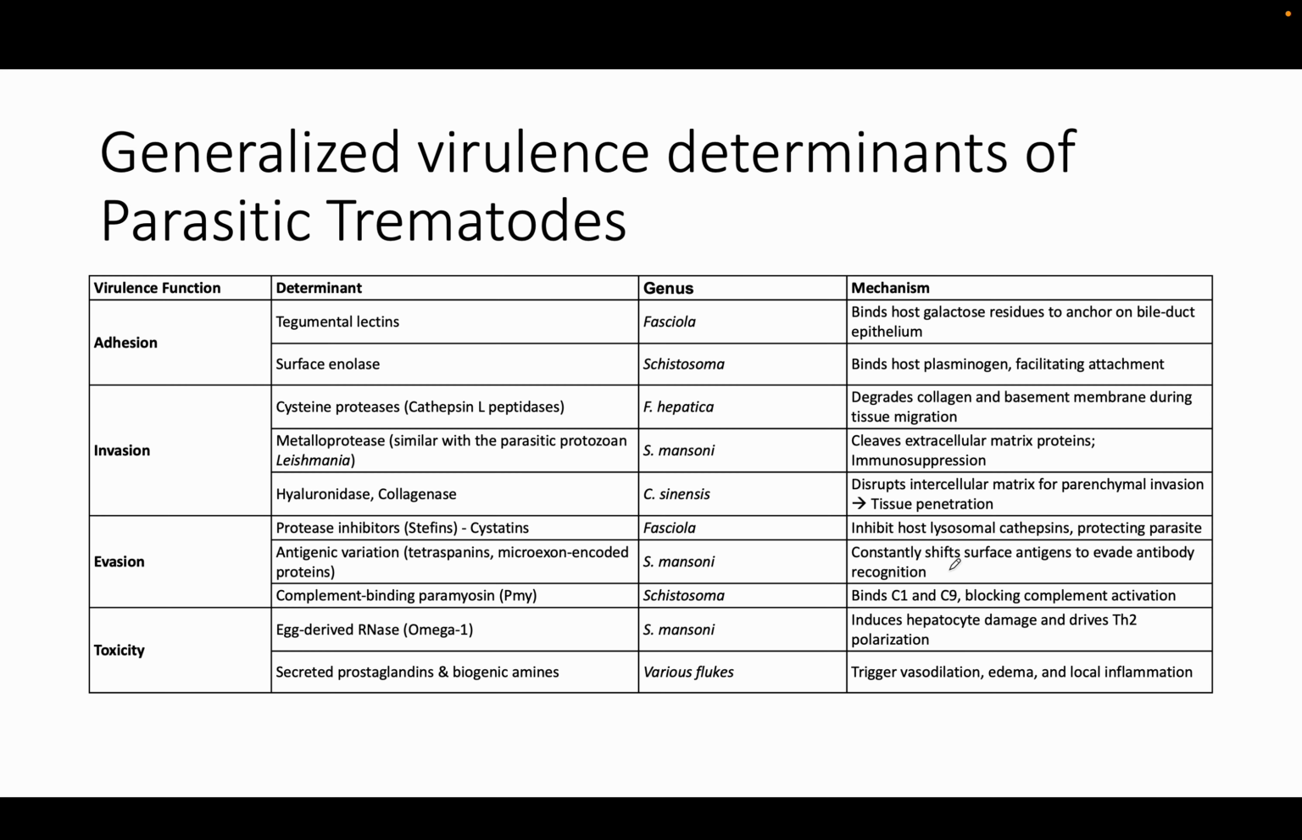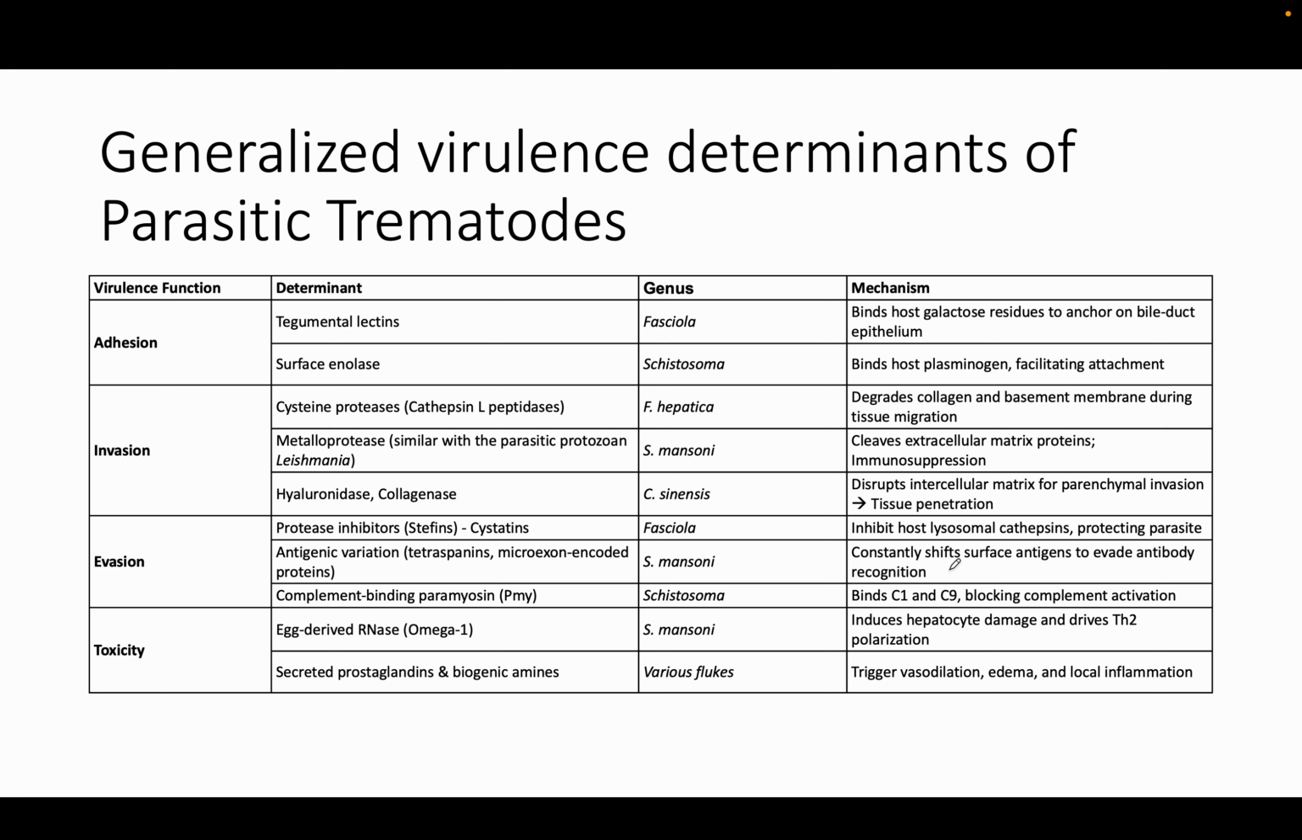Okay. Now, generalized virulence determinants of parasitic trematodes are summarized in this table. I want you to take note and make sure that you review this section, since a great chunk, a number of the final exam questions, will be coming from this section alone.